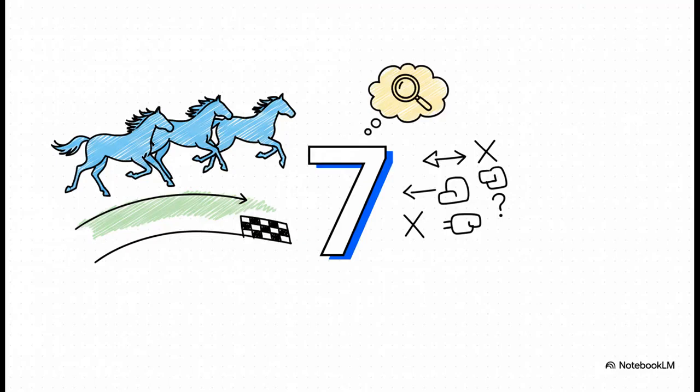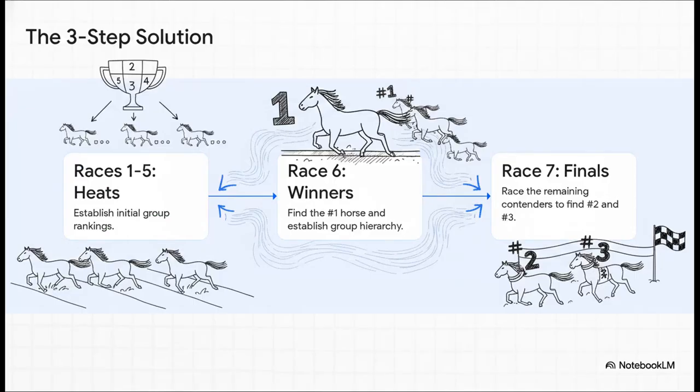So when all is said and done, what's the magic number? The absolute minimum number of races required to solve this puzzle? 7. Not 8, not 10, but 7. It's all about using logic to make every single race count. So let's just recap that whole elegant process. Step 1 was the first 5 races, the heats, just to see who was who in their own groups. Step 2 was the big one, the winner's race, to figure out the hierarchy and, hey, crown our champion. And step 3 was the final race, with our carefully selected contenders to lock in 2nd and 3rd place.